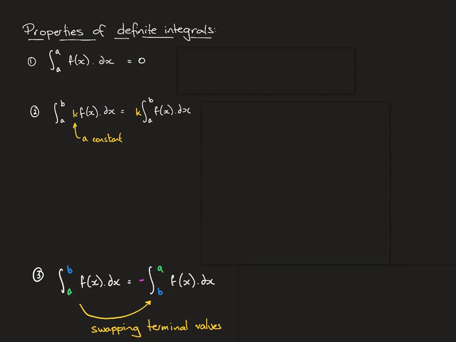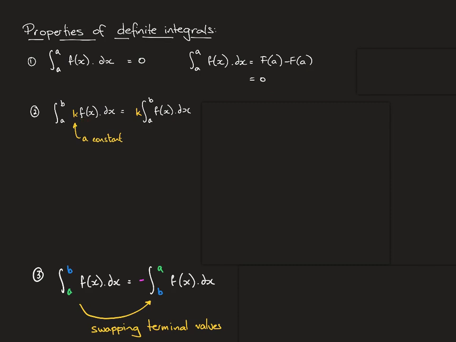So our first property is the fact that if you integrate from a to a for f of x, you actually get 0. So let me show you how that works. If you integrate by finding the antiderivative and substituting in your top and your bottom, what you'll notice is you'll get F of a minus F of a, which is obviously 0.